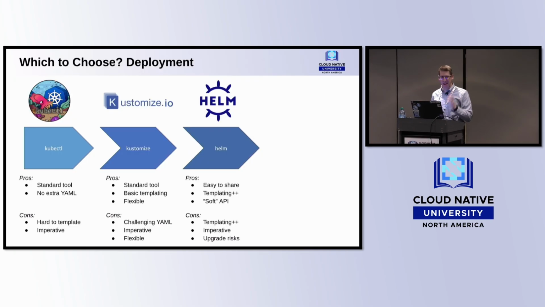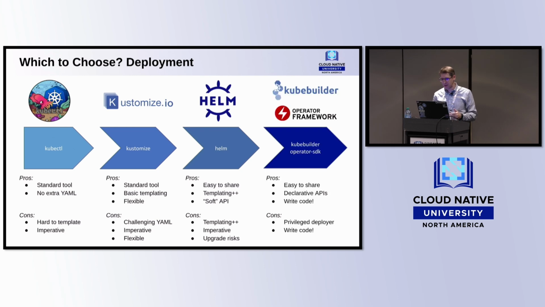Helm is, on the other hand, designed for sharing and templating. It's got a sophisticated templating engine, which is positive and negative. In addition, the values YAML, at least in Helm 3, is kind of like a soft API, so you risk breaking changes. The last one I want to mention is KubeBuilder and its related project, Operator Framework.